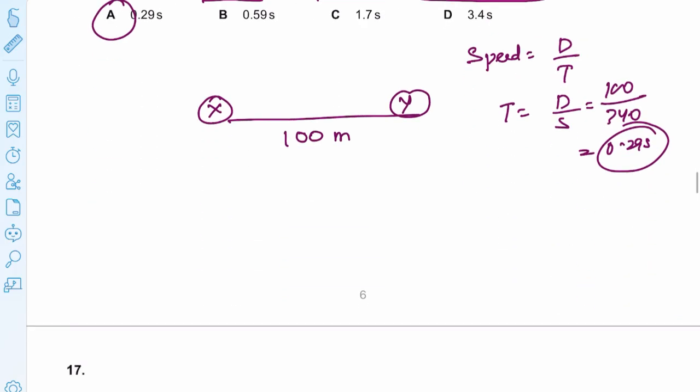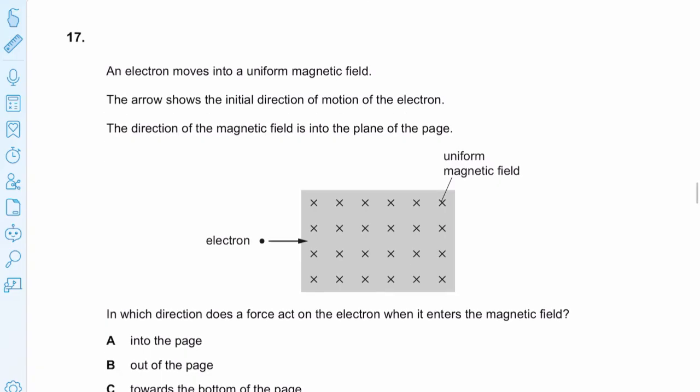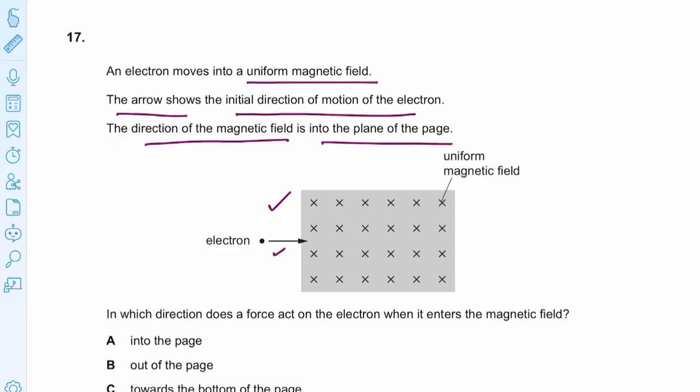Did you get it? Now question number 17. Question number 17 says, an electron moves into a uniform magnetic field. You can see here, right? The arrows show the initial direction of motion of the electron. Okay, this is what is given here. The direction of the magnetic field is into the plane of the page. If you remember, for into the page we normally use the symbol of a cross, and for out of the page we normally use the symbol of a dot. You can see here, right?